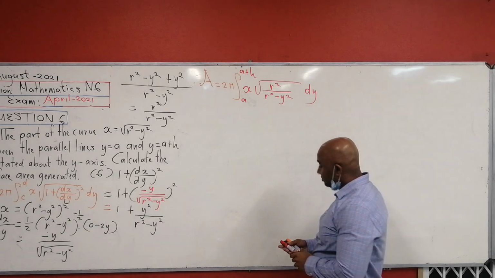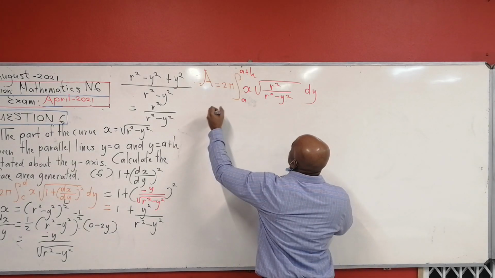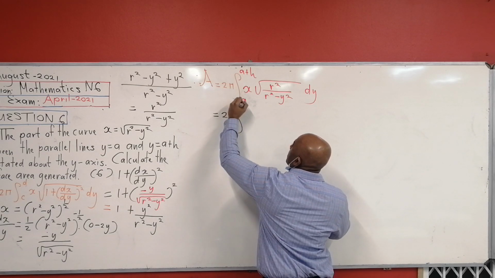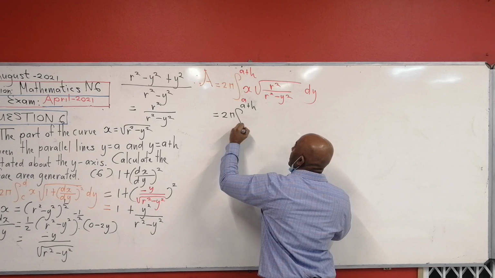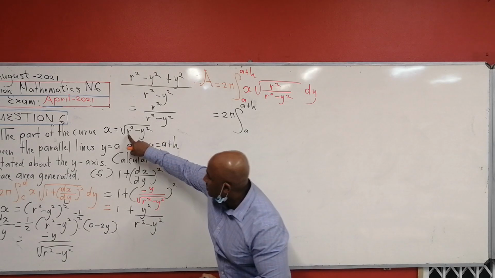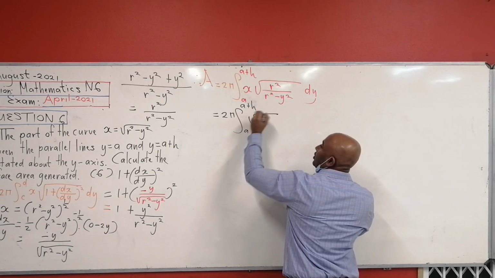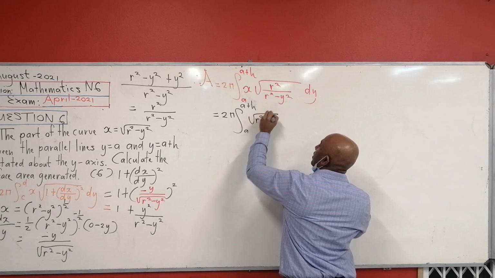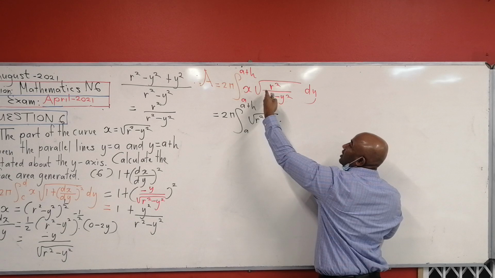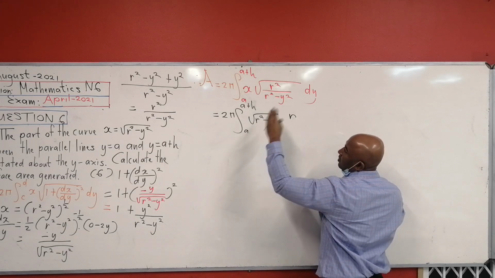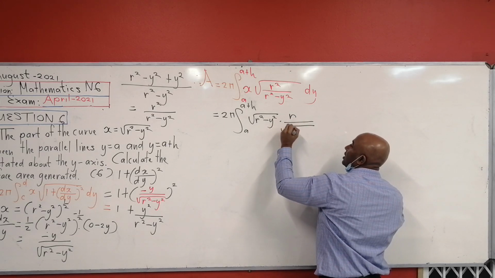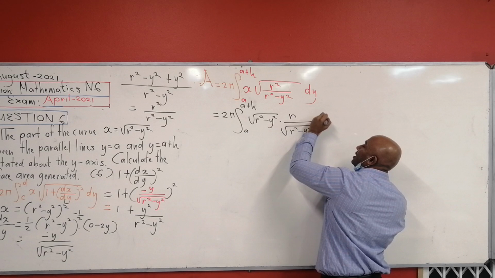Right, now that's going to be 2 pi, there's my a plus h, there's my a. What is x in terms of y? X is equal to the square root of r squared minus y squared. This must be simplified. The square root of r squared is actually the absolute value of r, but we're really dealing with the first quadrant here, so that's going to be r all divided by the square root of r squared minus y squared, and there's my dy.